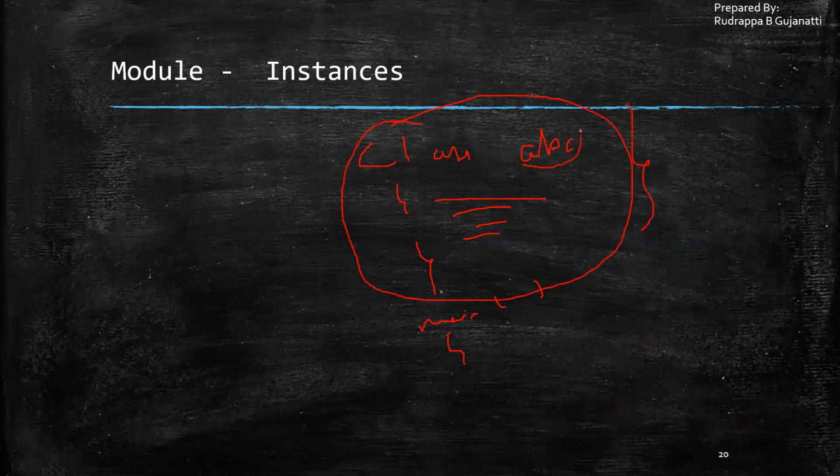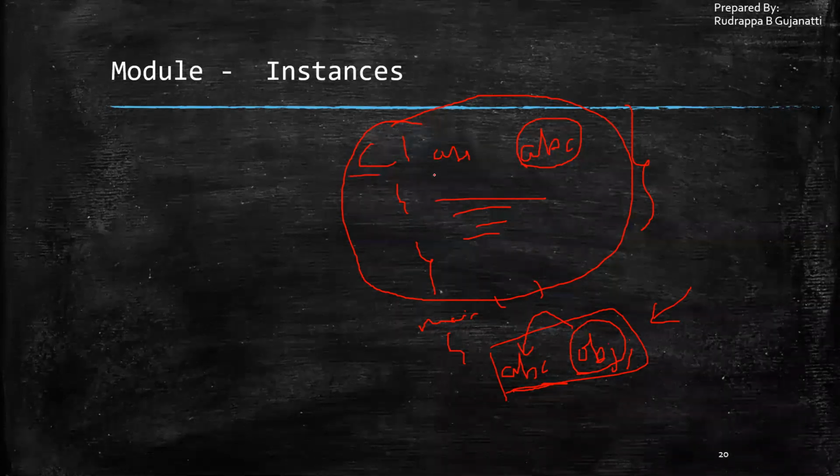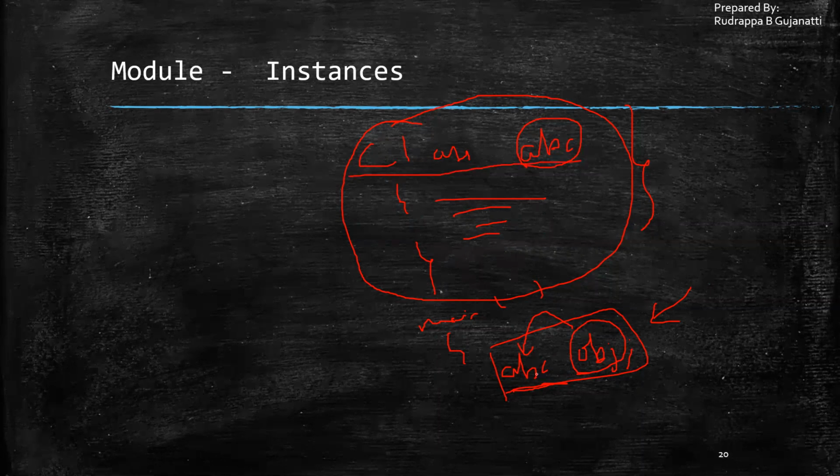Now, if I want to create an object of this, I write ABC and give some name to that. So this is an object which is related to class ABC. What we are writing here, we call it instantiation. That is, we are creating instances of class ABC.